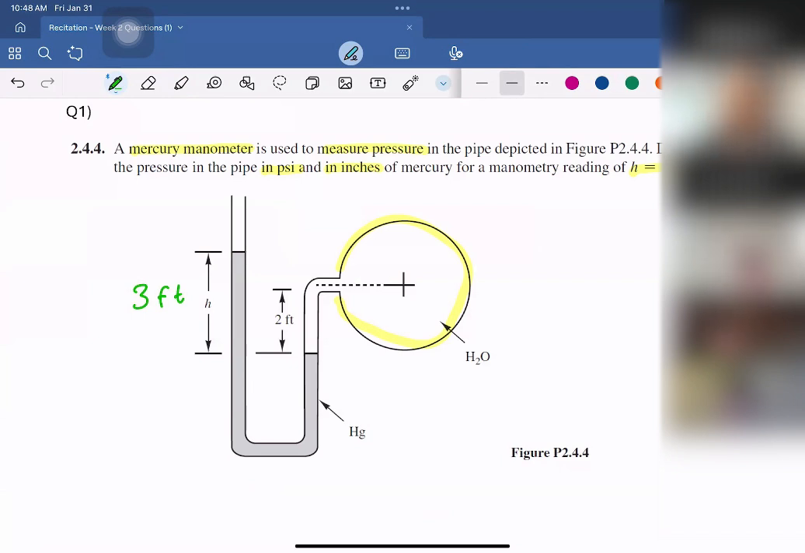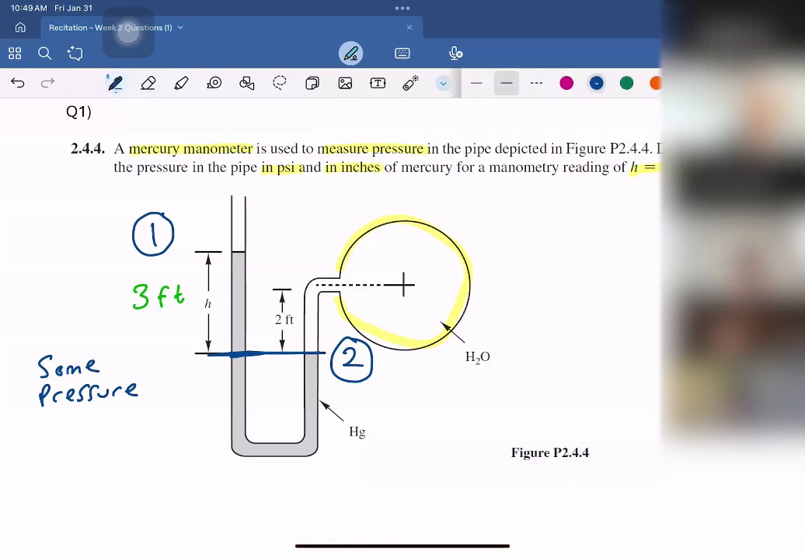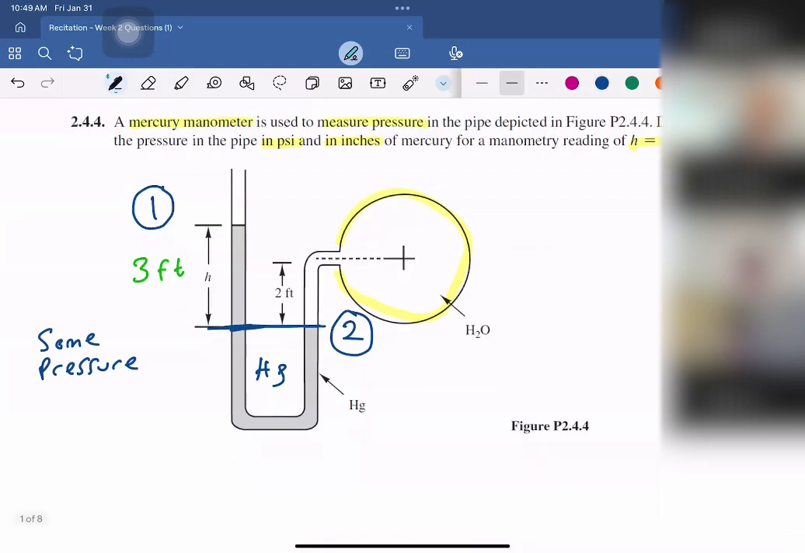So in this question, we have two different sections. The first one is here, and the other one will be here. And also, as you know, at the same elevation, we have same pressures because these are both mercury. So we will need to calculate pressure over these points.